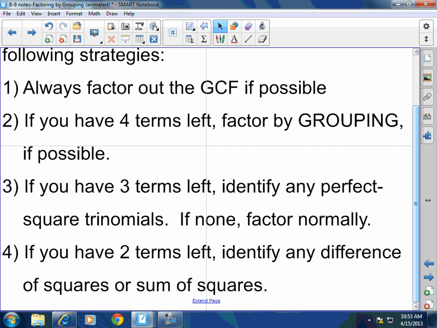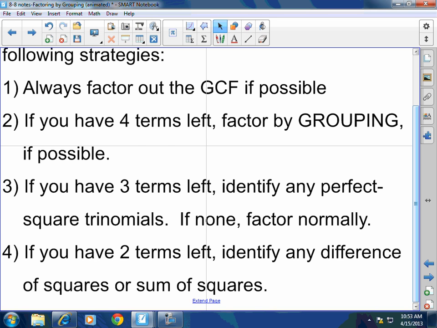And step 4, if you have 2 terms left, identify any difference of squares or sum of squares. If you have a difference of squares, well, then you're done. If you have a sum of squares, it's prime. You're done. But always factor out that GCF if possible. Really important. A lot of times people forget to do that, and that's usually going to cause the whole problem to be wrong. Because then later on it gets confusing, you don't know what to do, and then you just start putting numbers out. Does that make sense, gentlemen?